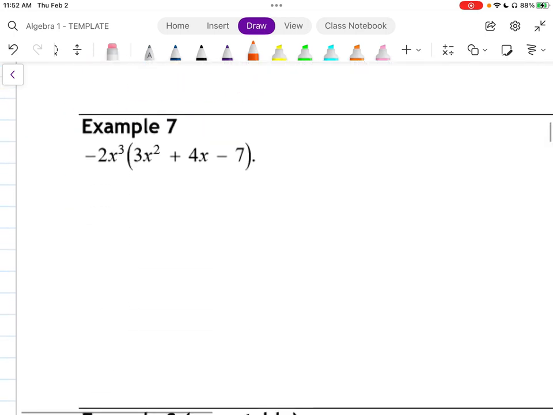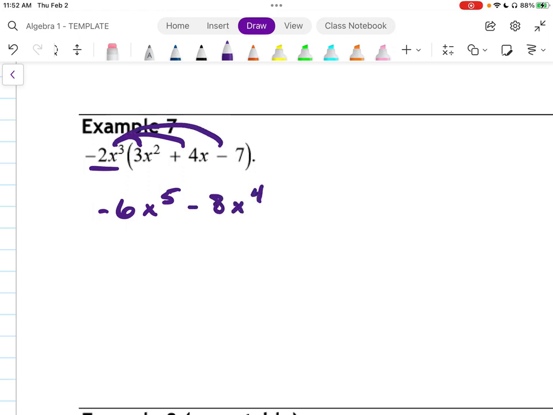Scrolling down, here we have a monomial and a trinomial. So I'm going to start off by distributing this guy. Negative 2 times 3 is negative 6. X cubed times x squared is x to the 5th, right? We're adding those exponents. Next up, we're going to have negative 8x to the 4th. And then lastly, positive 14x cubed. All right, nothing crazy there.